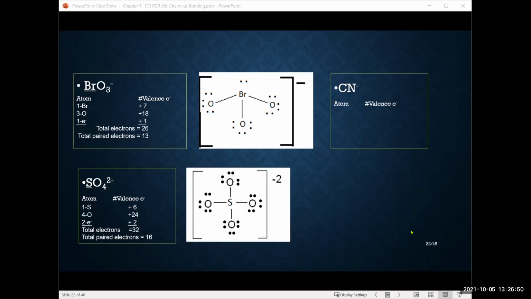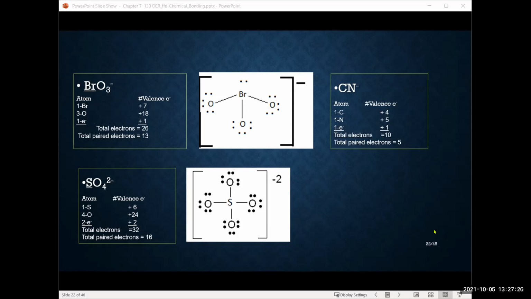All right, so that is what we came up with. And then this is similar to the HCN we did earlier, but this time it's an ion. This is called the cyanide. You've heard of potassium cyanide, sodium cyanide. This is the ion. And the same scenario we did before. You got 4 valence electrons coming from carbon, 5 from nitrogen, and then 1 because of the negative charge. So we end up with a total of 10 valence electrons, or 5 pair.